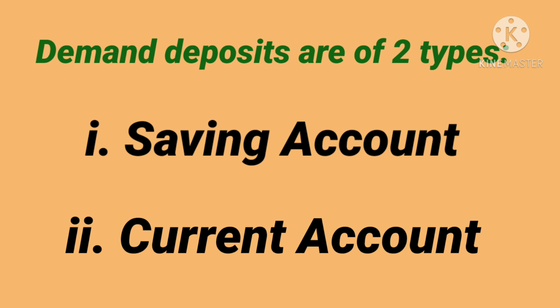The second one, current account. It is usually operated by business firms and other commercial organizations who carry out frequent transactions involving huge amount. The banks provide statement of account every month. It is generally operated by businessmen, companies, corporations, public bodies, trusts, or any other commercial organization.